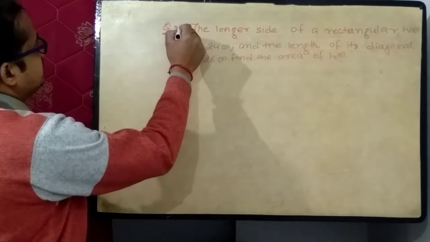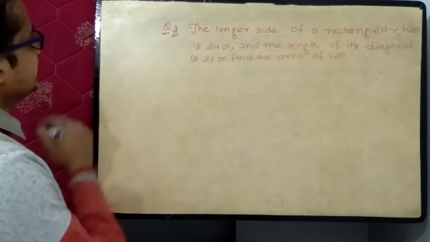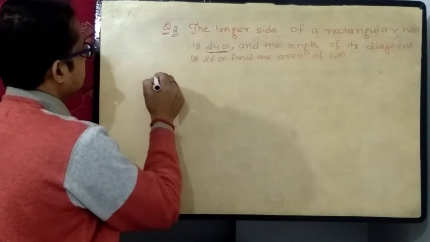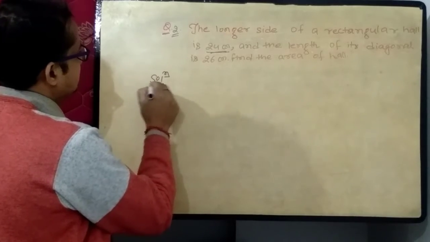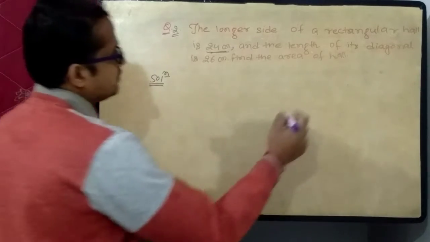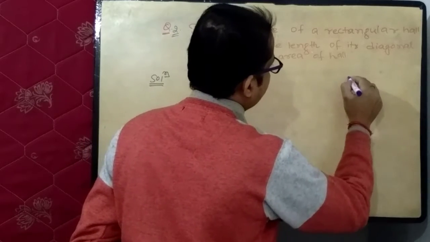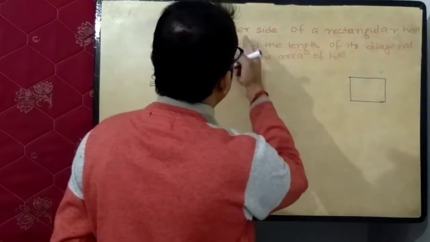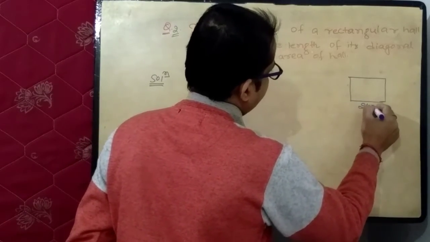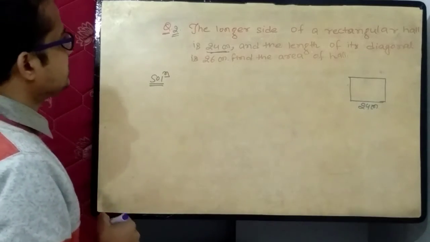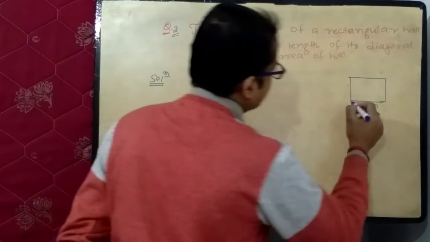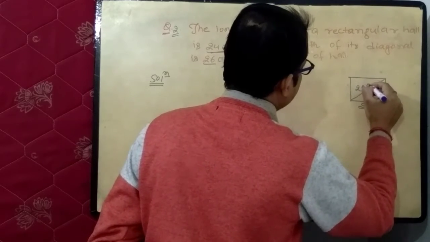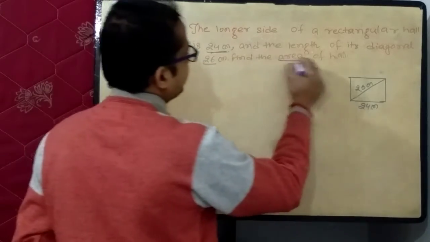This is second problem. What is given? It is given that the longer side of a rectangular hall is 24 meter. So according to given situation, draw a figure. This is rectangular hall whose longer side is 24 meter and the length of its diagonal is 26 meter. So one of its diagonal is given, that is 26 meter. Find area of hall.